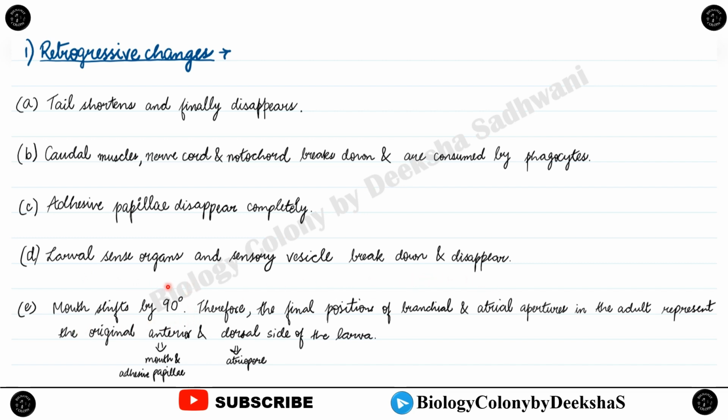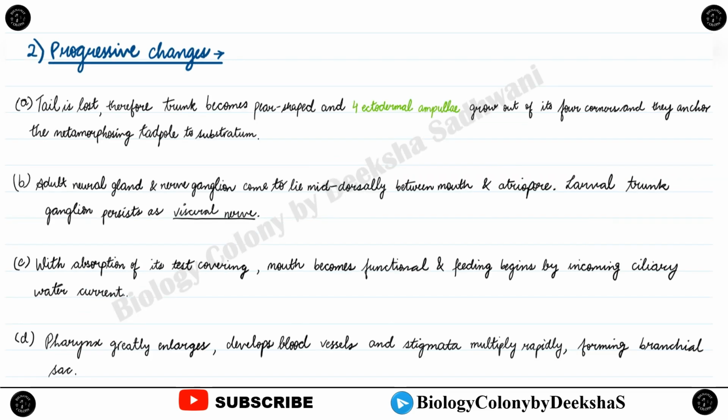Mouth shifts by 90 degrees, therefore the final positions of branchial and atrial aperture in the adult represent the original anterior, that is the mouth and adhesive papillae region, and dorsal side, that is the atriopore region of the larva. So as we are aware, the branchial siphon and the atrial aperture are situated such that they do not represent the larval structures at all. They are completely changed.